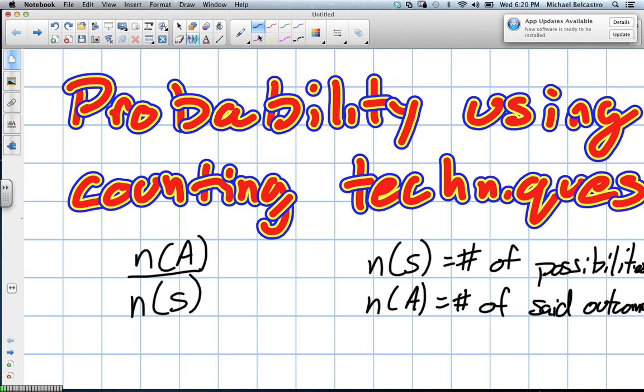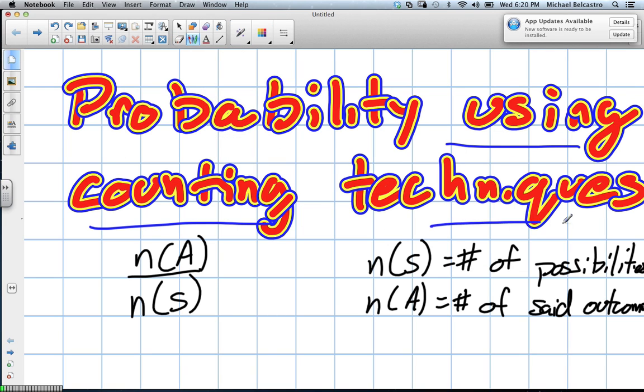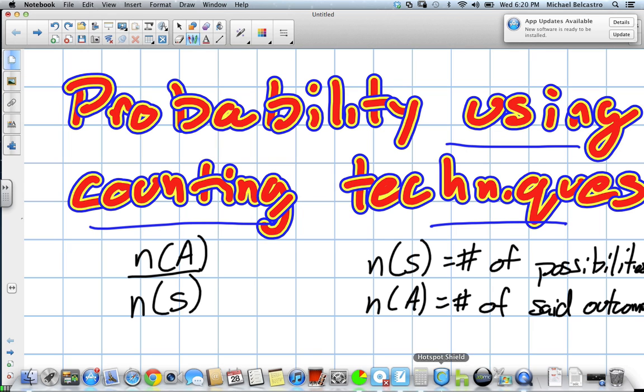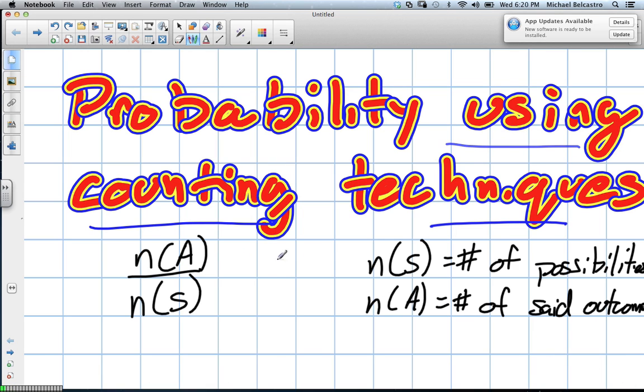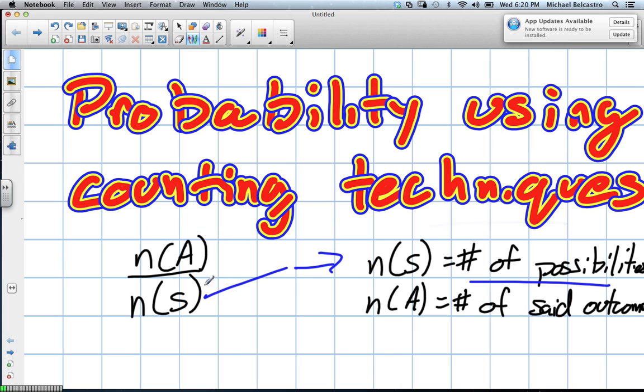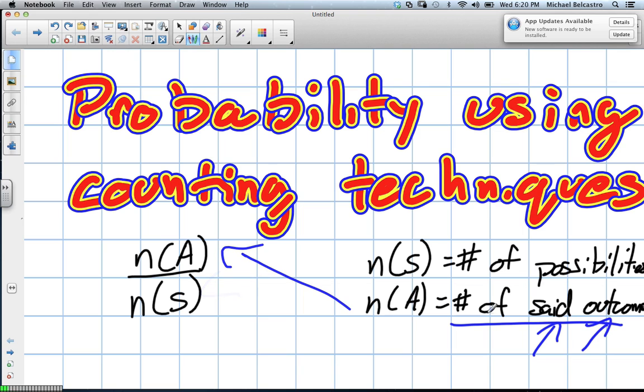Okay, so we're going to go over probability using fundamental counting principles. So we have your n(S), which is the number of possible outcomes, divided by, I couldn't really put these the other way around, the number of possibilities that fulfill what we're looking for, so the said outcome, right?